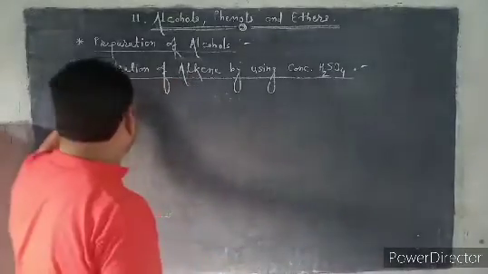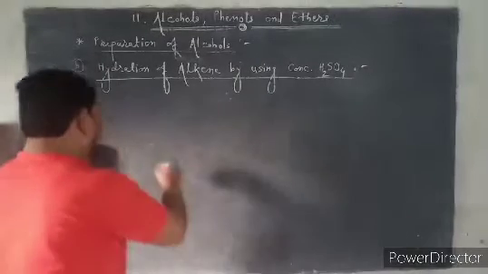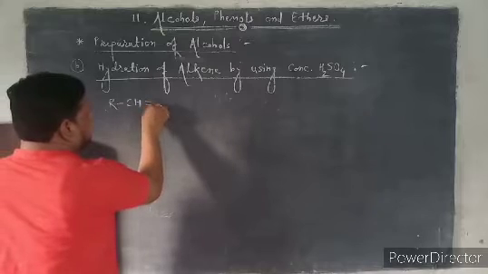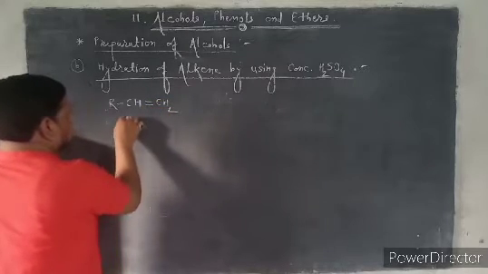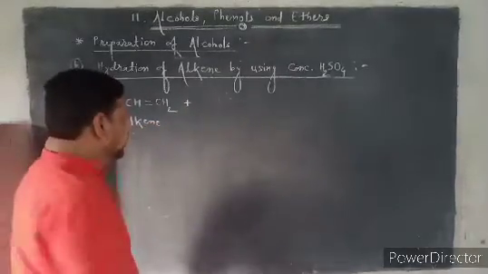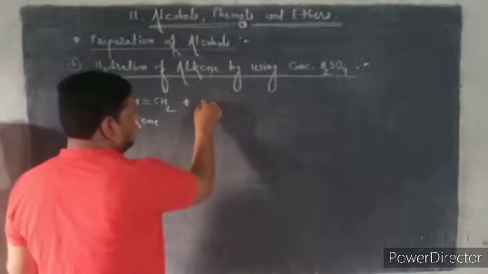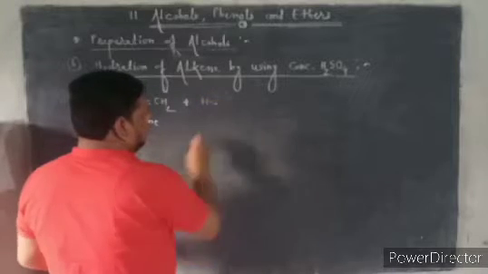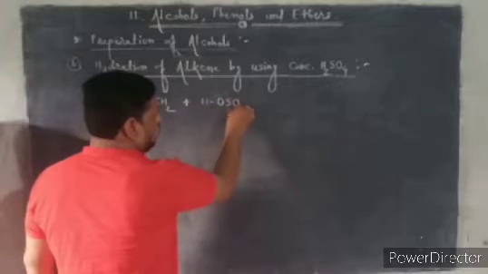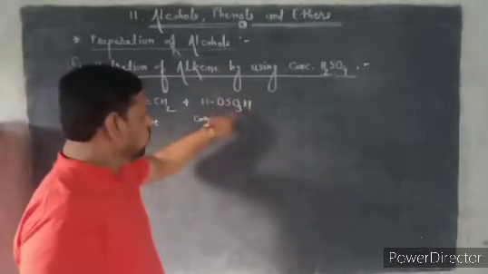Then the second preparation, that is hydration of alkene by using concentrated H2SO4, sulfuric acid. See here, general reaction: RCH=CH2, that is alkene. This alkene is treated with concentrated H2SO4. This concentrated H2SO4 we can write in this way: HOSO3H.